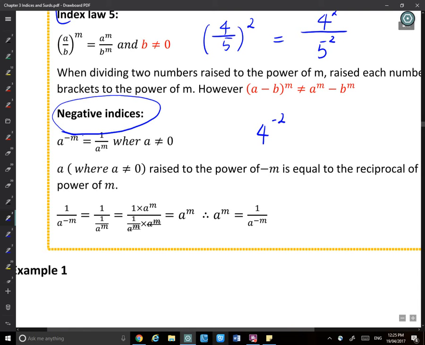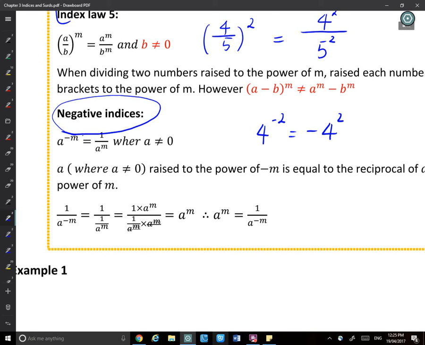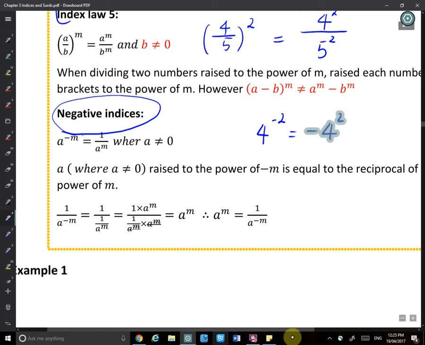When you see 4 to the power of negative 2, directly they write it like that. Directly put a negative sign in the front. But the negative sign on the power doesn't mean you make this number negative. That is still a positive number. The negative index means you want to have a reciprocal number.